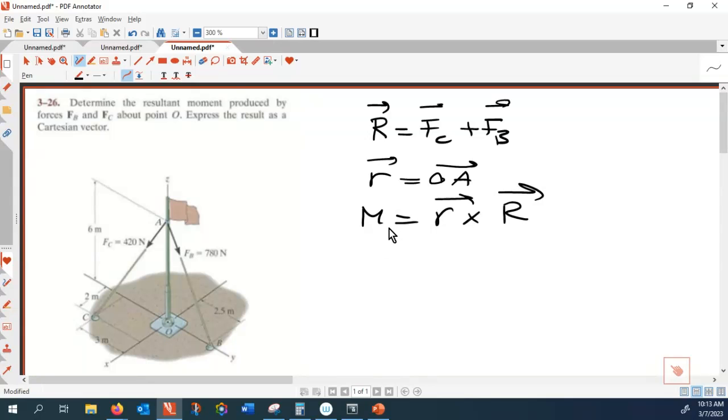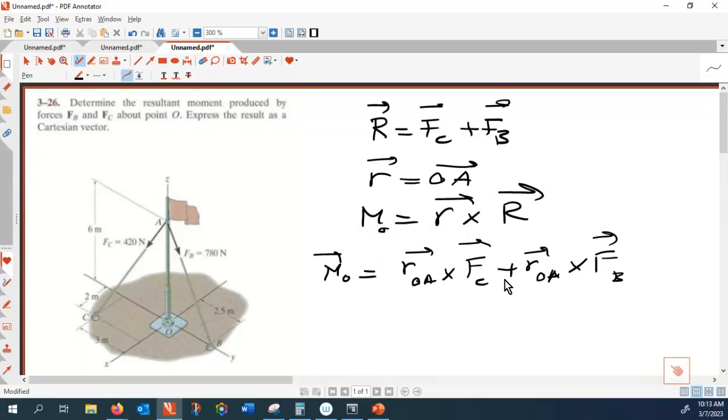The second approach is my moment with respect to the O, it has two components. The first component is R OA cross multiplied by FC plus R OA cross multiplied by FB. Is that clear?